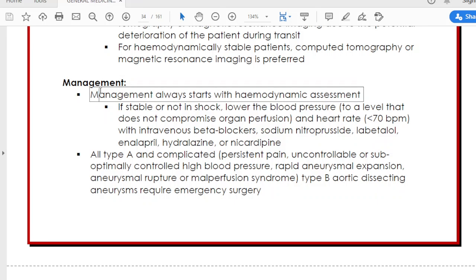Management. Management always starts with hemodynamic assessment. If stable or not in shock, lower the blood pressure to a level that does not compromise organ perfusion and heart rate to less than 70 bpm, with intravenous beta blockers, sodium nitroprusside, labetalol, enalapril, hydralazine, or nicardipine.